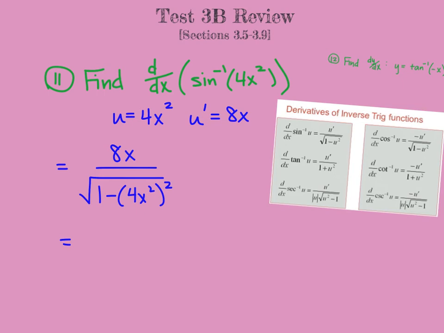Simplifying this, we'll have 8x up top. Squaring 4x squared gives us 16x to the 4th.